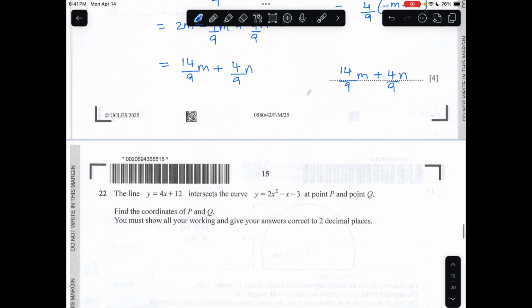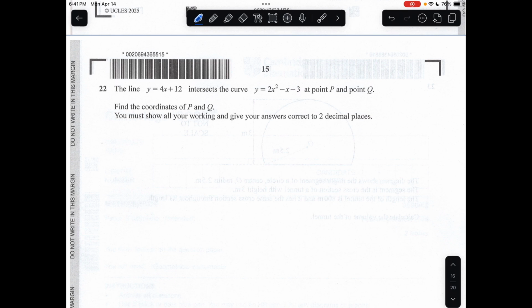All right. Question 22. The line y equal to 4x plus 12 intersects the curve which is 2x squared minus x minus 3 at points P and Q. Find the coordinates of points P and Q.